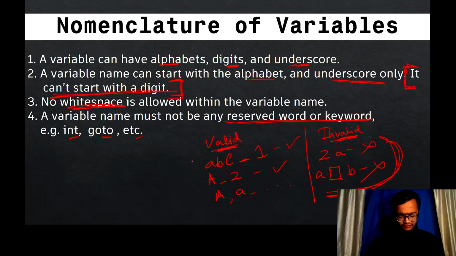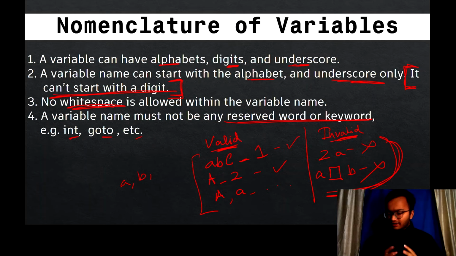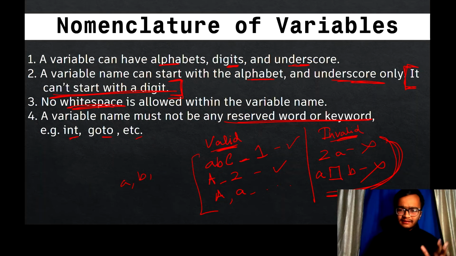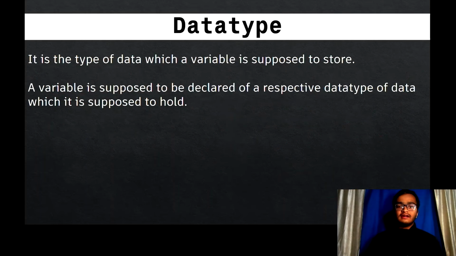So here are some few variable names. Just try to keep the variable name as short as you can so that we can write our code very fast. It can be A, it can be B, it can be anything. So try to keep the variable name as short as you can so that we can type our code very faster. So let's move on to the next discussion about data types.